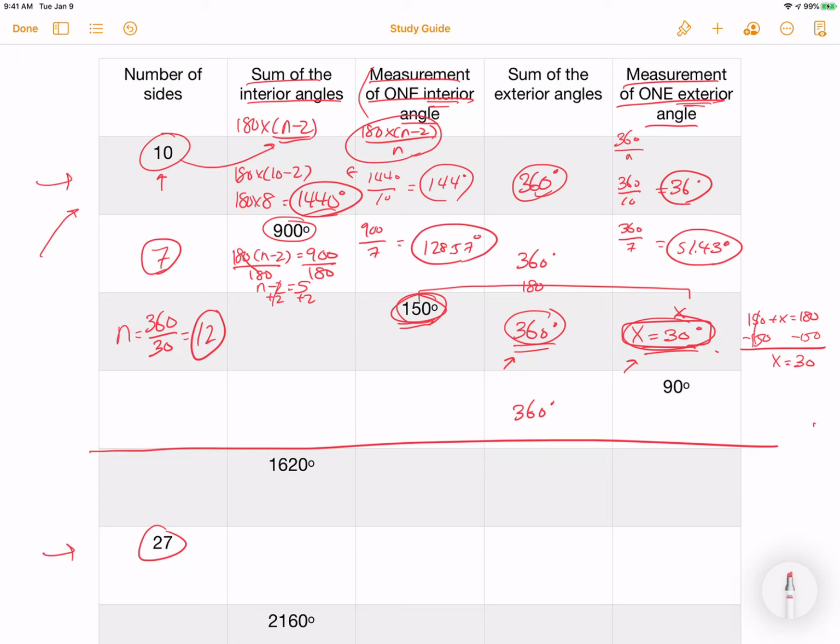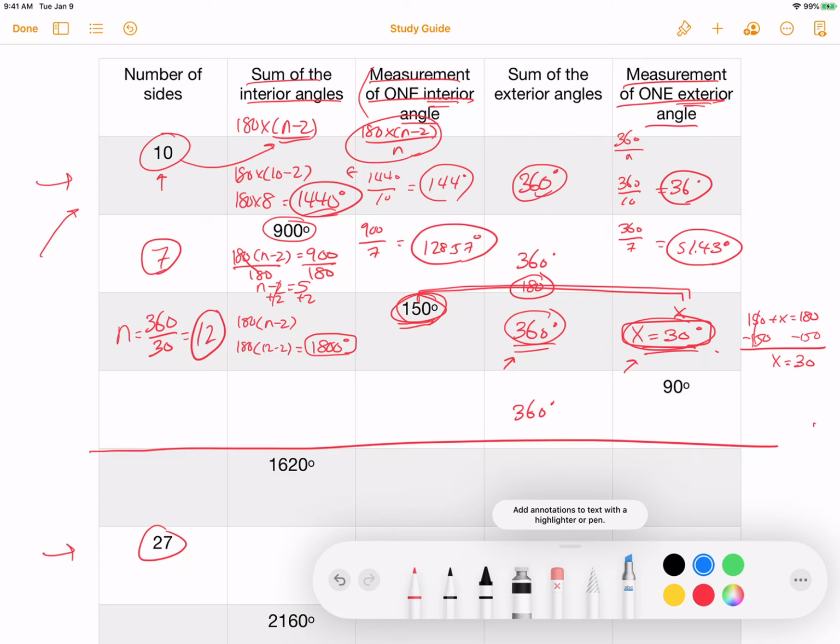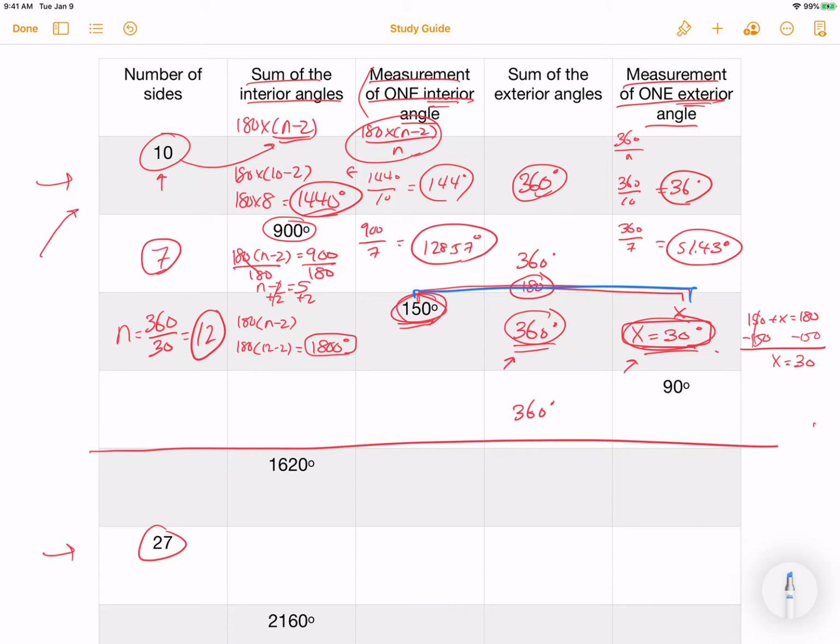All right, so I have 12 now. Then I can do 180 times n minus 2 once again. 180 times 12 minus 2, which is 10. It gives me 1800 degrees in total. Okay, so this is a way for you to figure it out. Always remember that the measurement of one interior and one exterior angle comes out to be 180 degrees in total. This is a really cool trick that you guys can utilize.